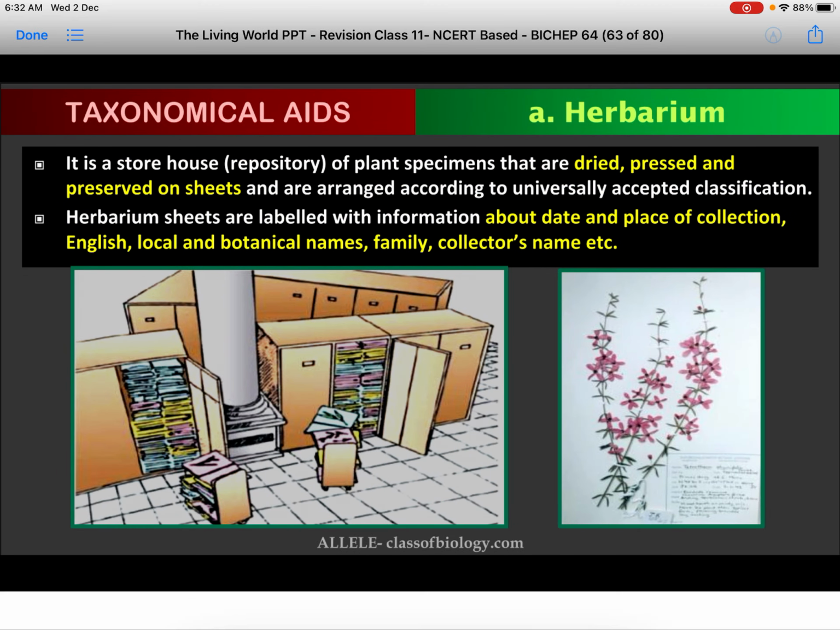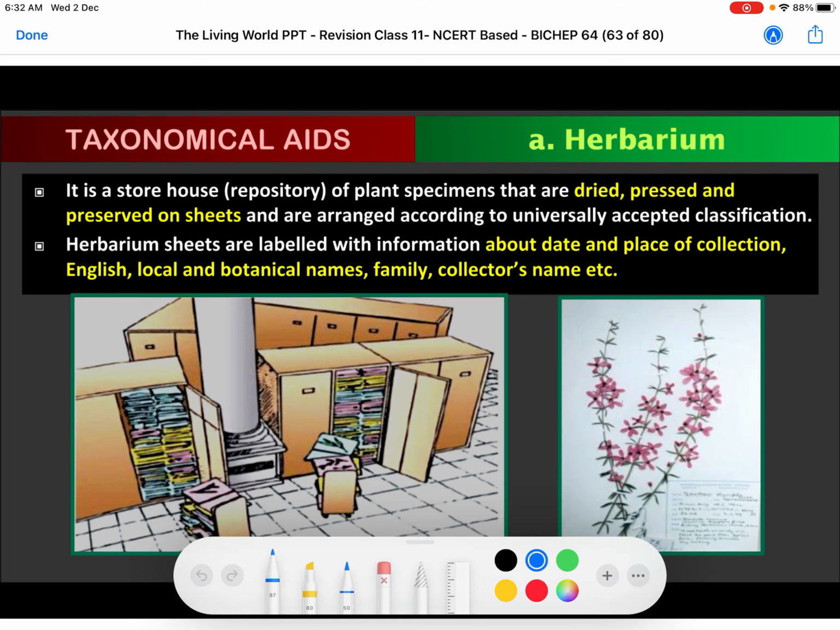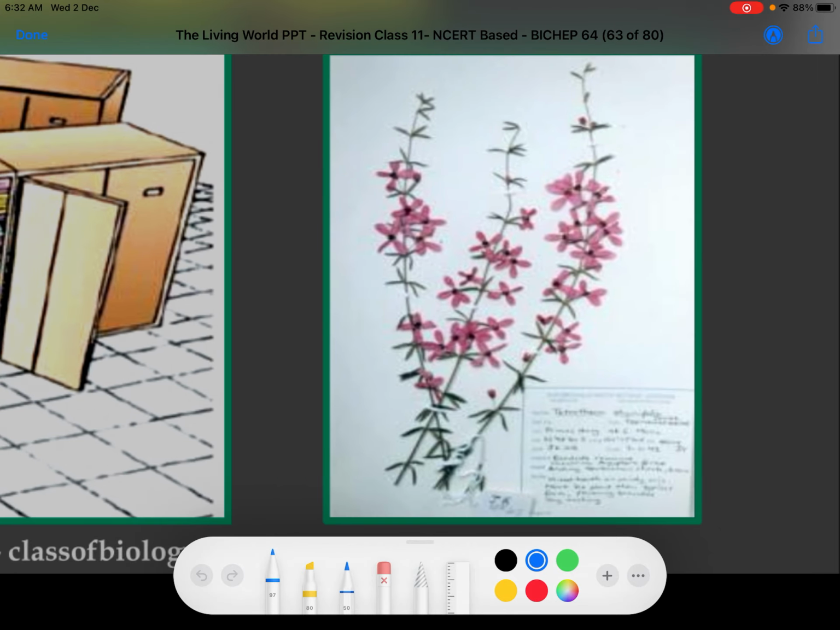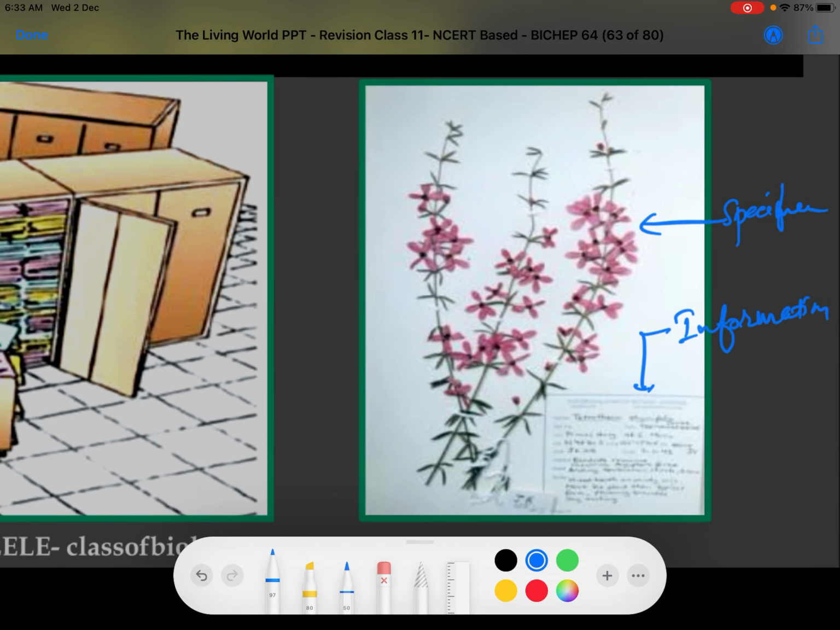Now with reference to herbarium, if you see here, you can find a particular type of the other example of the herbarium and the other plant which is shown, and this is the information which is given. So this is information and this is the specimen, right?